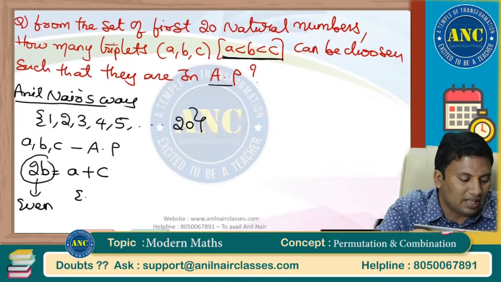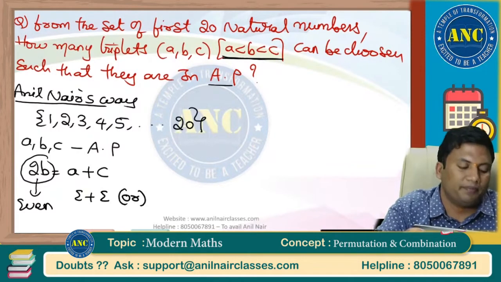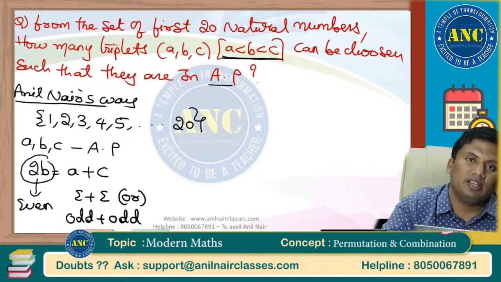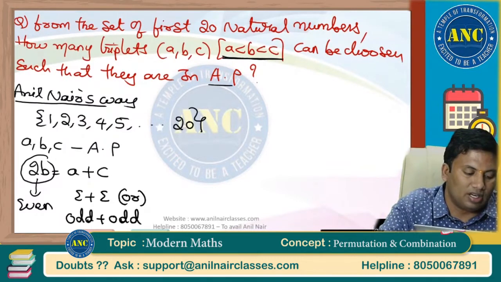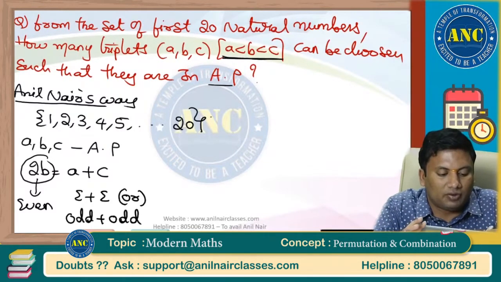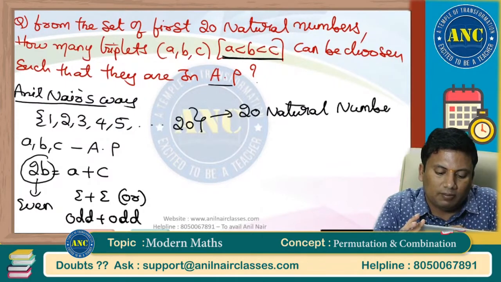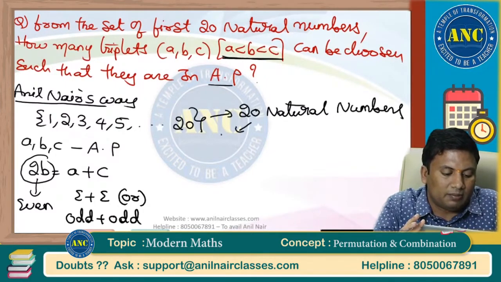So if it is an even number, this will be even plus even is even, or odd plus odd is also even. Am I right? Even plus even is even, or odd plus odd is also even. Out of 20 natural numbers, how many are even numbers? There are 10 even numbers.